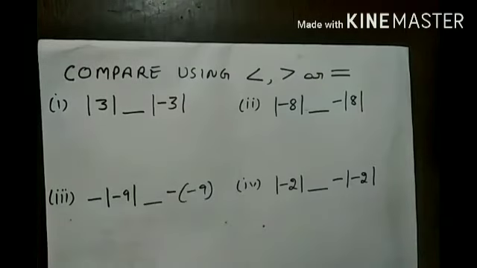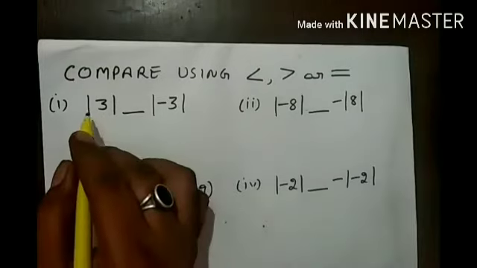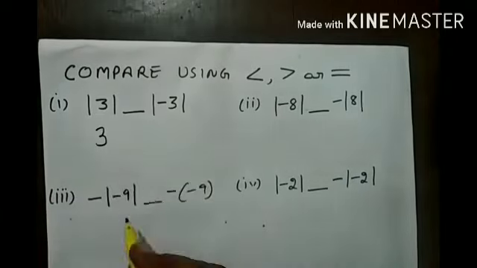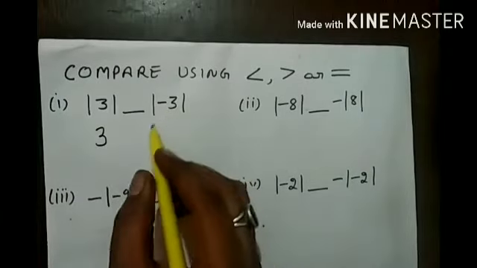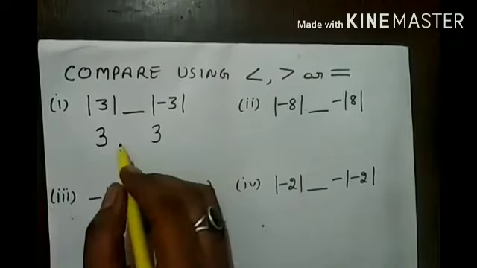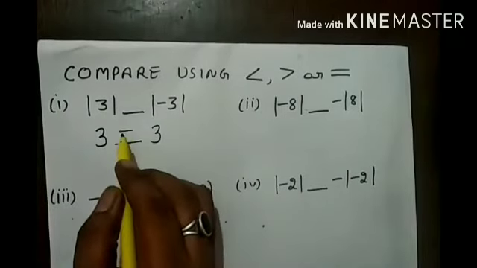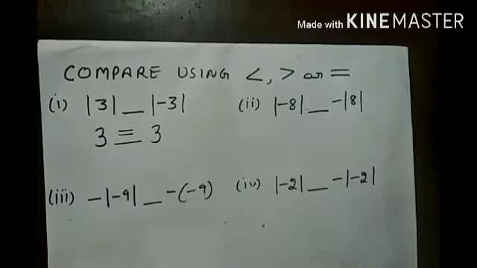As we know, the absolute value of any integer is its numerical value irrespective of its sign. Therefore, absolute value of 3 is 3 and absolute value of minus 3 is also 3. Therefore, these are equal, so I will write equal symbol.